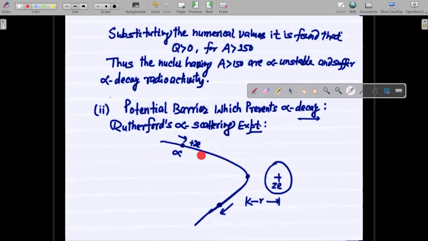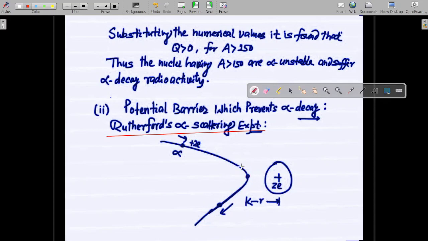And this alpha particle is being bombarded on this nucleus. This alpha particle has charge plus 2E, which means charge equivalent to 2 protons. According to Rutherford's alpha scattering experiment, we are bombarding the alpha particle on this particular nucleus. It will first approach the nucleus, and then it will revert back.